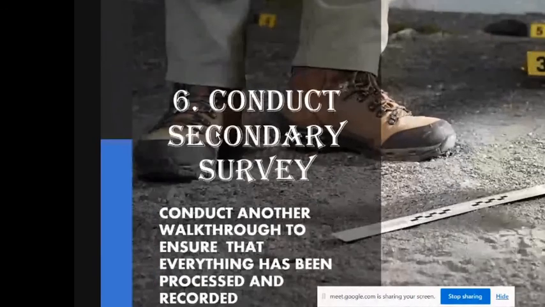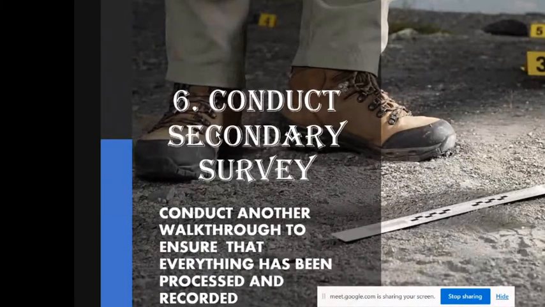A secondary search, that is step number 6, is also very important, because this is to conduct another walkthrough to ensure that everything has been processed and recorded. That is, no evidence is left behind, and we did not ignore any kind of evidence. So a secondary survey is very important.